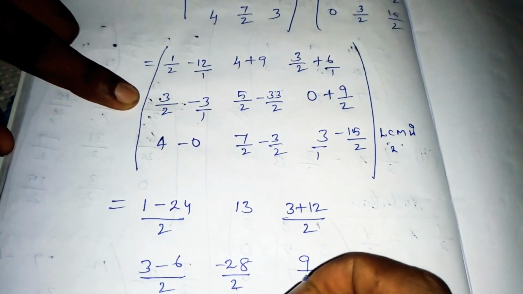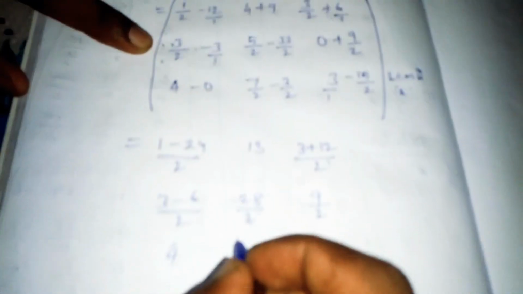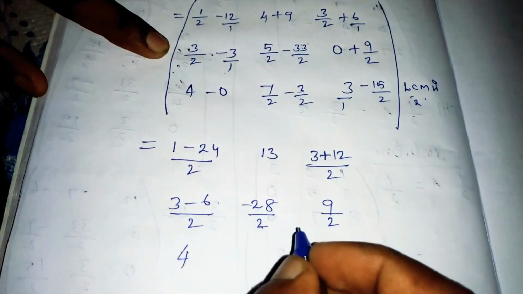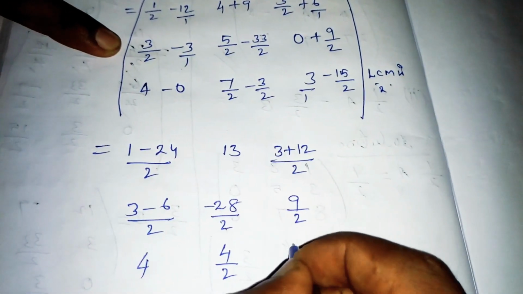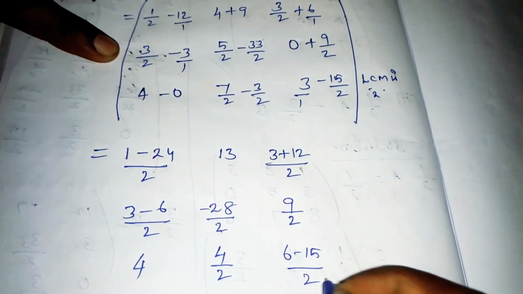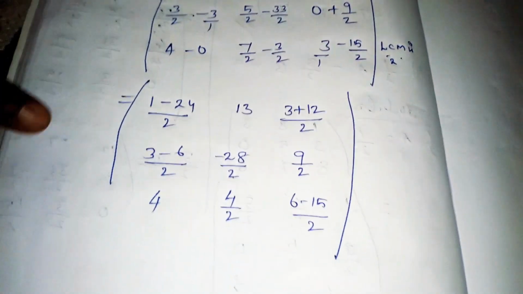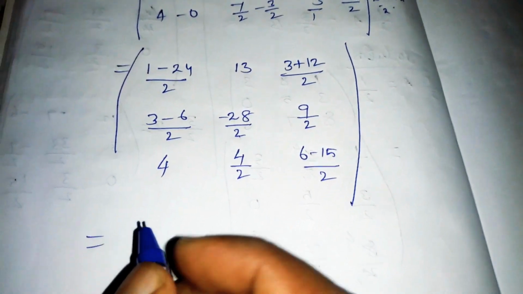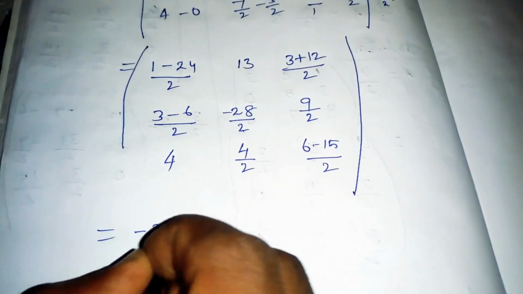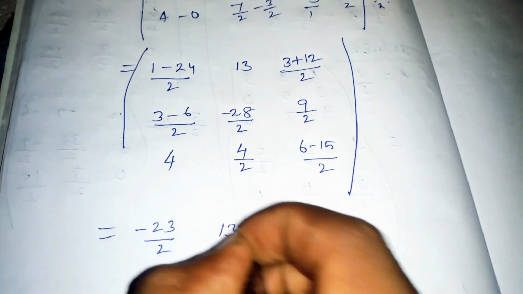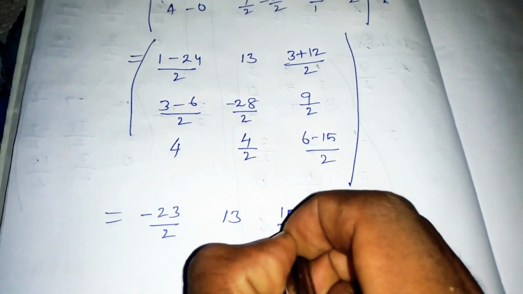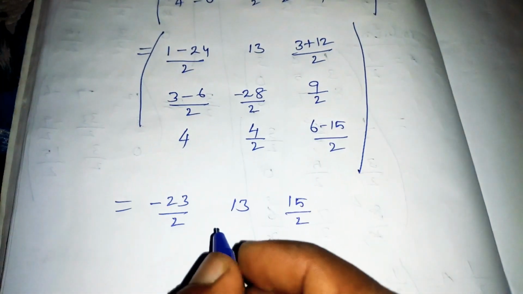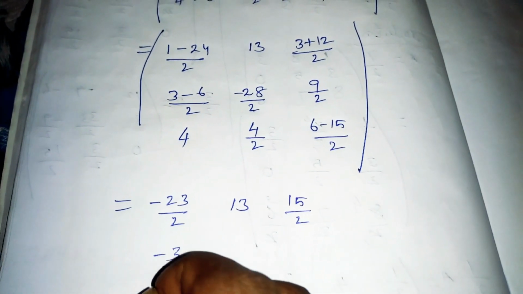Again, 9 divided by 2. Then 4. Again, now the end both are equal. Again, 4 minus 3 equal to, sorry, 7 minus 3 equal to 4 divided by 2. Here LCM 2. Then 6 minus 15 divided by 2. Now, 1 minus 24 equal to what? Minus 23 divided by 2. Again, 13. Again, 3 plus 12 equal to 15 divided by 2. Again, 3 minus 6 equal to minus 3 divided by 2.